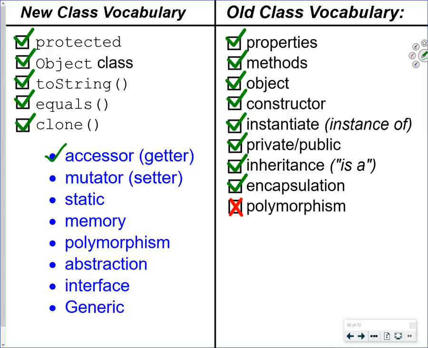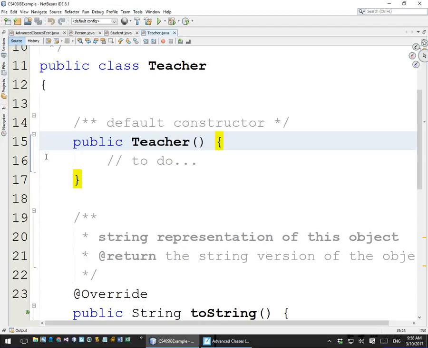Now, on our new vocabulary list, protected, object, toString, equals, clone, and now I could check off accessor mutator. We've talked about that. What you also want to see is what's coming up here. What's coming up in this unit is I'm going to be talking about static, memory, that's just a general discussion on memory. As you can see here is that connection to polymorphism. So that's where I'm going to re-explain it in this unit. And then three really big concepts: abstractions, interfaces, and generics. That's what's coming up. Okay, let's start with our Teacher class.